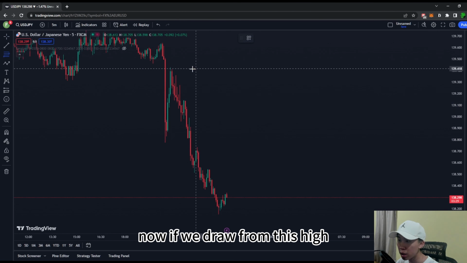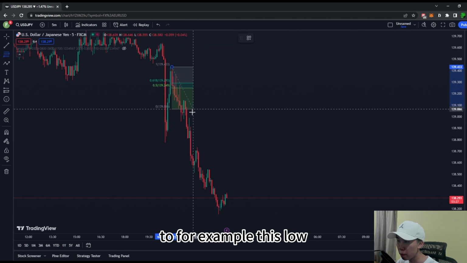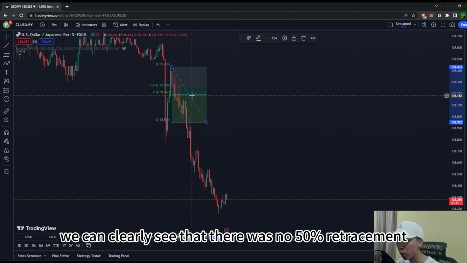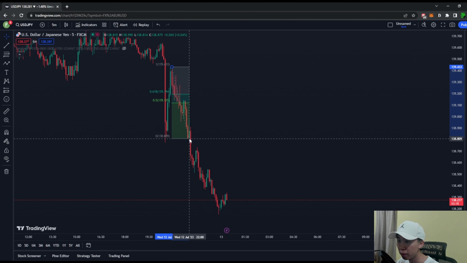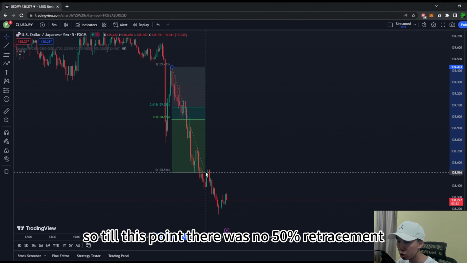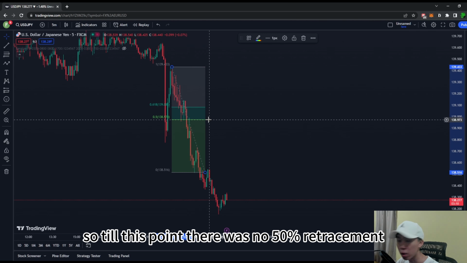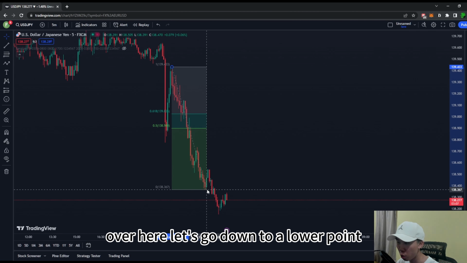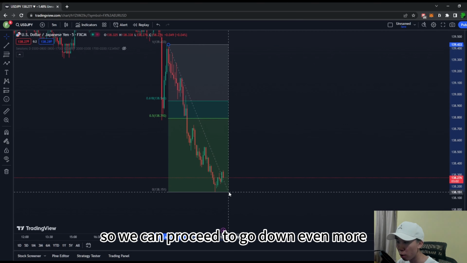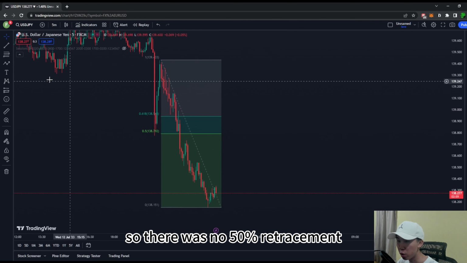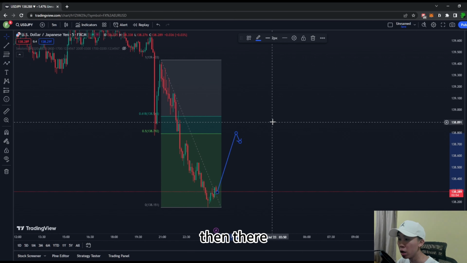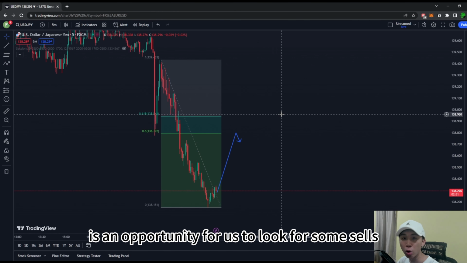Now if we draw from this high to, for example, this low, we can clearly see that there was no 50% retracement, so that is when we have to go down lower. Now to this point there was no 50% retracement yet, so we have to go down lower. So till this point there was no 50% retracement over here. Let's go down to a lower point. There was still no 50% retracement, so we can proceed to go down even more. So there was no 50% retracement. So what we can wait for is if price decides to push up back to the 50%, then there is an opportunity for us to look for some sells.